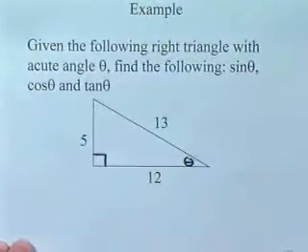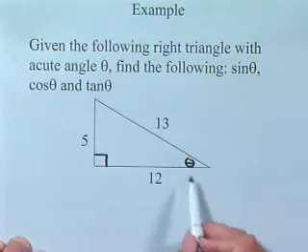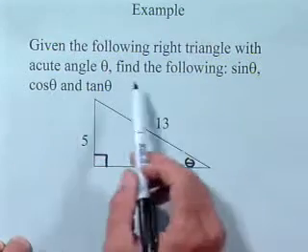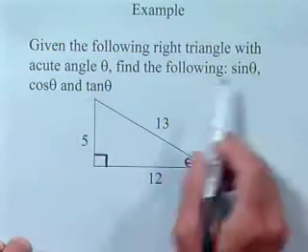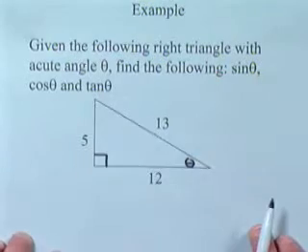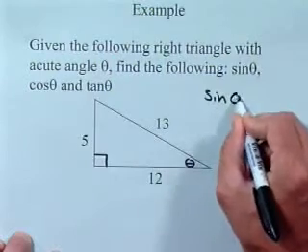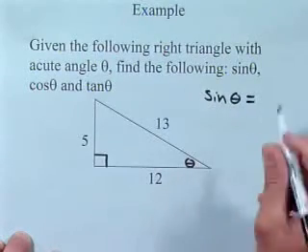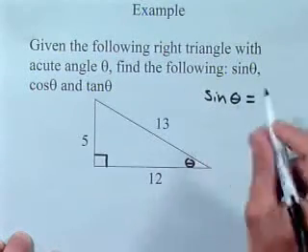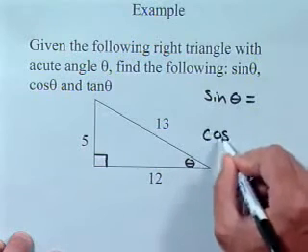So here is a right triangle. Here's my acute angle theta. It says find the following. Let's find the sine of theta, the cosine of theta, and the tangent of theta. So let me go ahead and write those here. All these things are is just ratios of two of the sides. We just have to write the correct ratios.